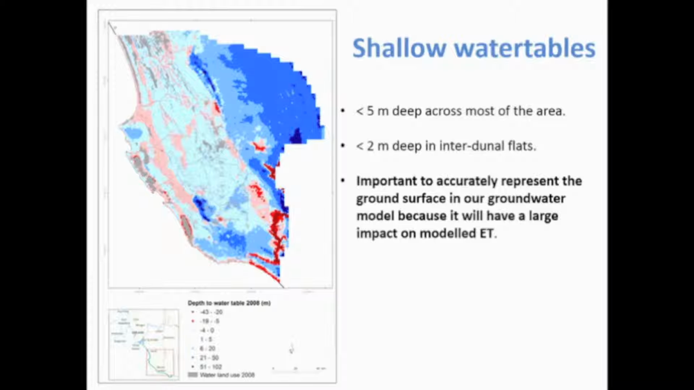So this figure here is showing depth to water table in the southeast for 2008. The light blue area indicates where the water table is within 5 metres of the land surface. And as you can see, that's an extensive area, especially in the coastal plain.